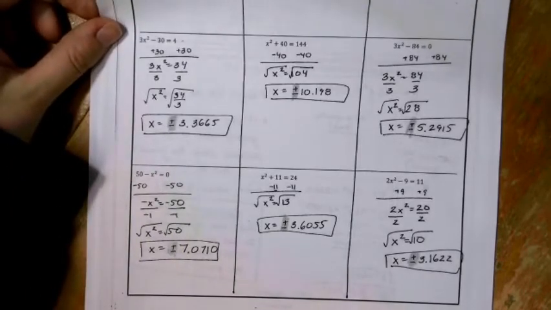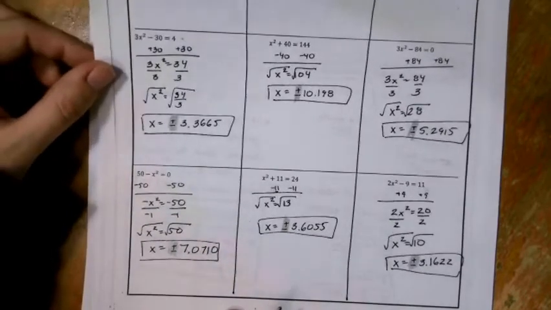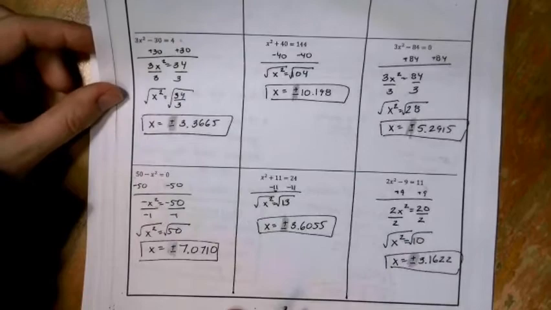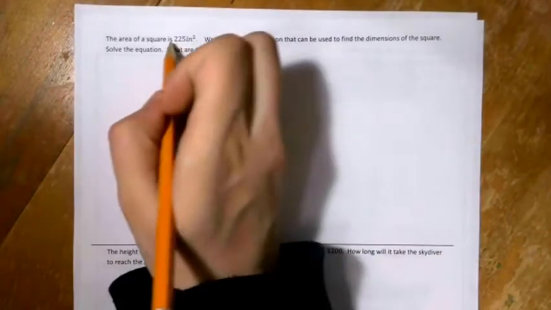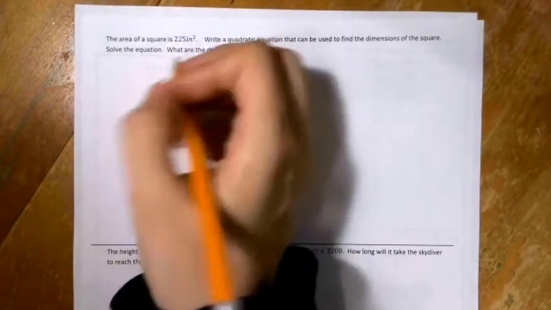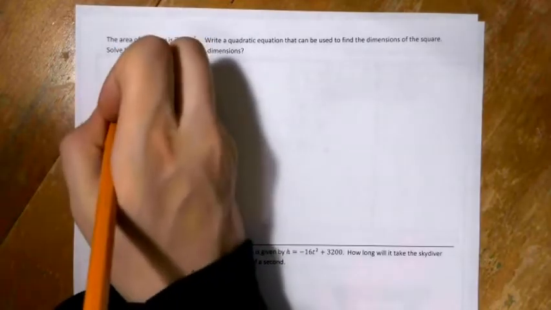Let's take a look now at some word problems. All right, some real life word problems. How do we deal with them? How do we use this whole square rooting in real life? Well, our first question here harkens at least a little bit to geometry. Yay, geometry. We have the area of a square is 225 inches squared. Now, a square, we know, looks something like this, right? Draw a picture. And we know the area of it is 225.